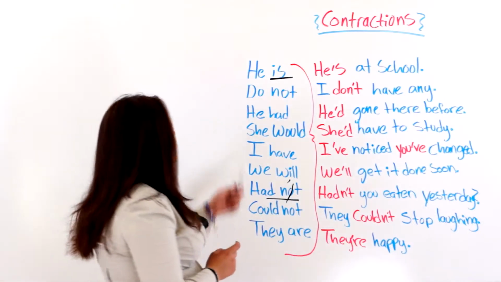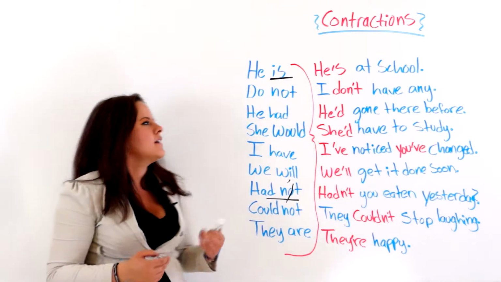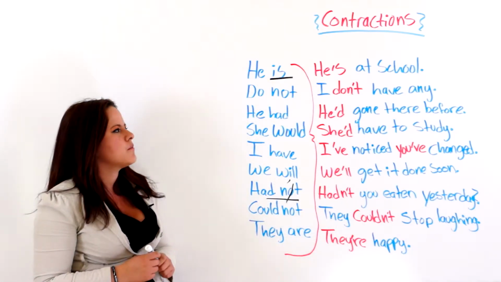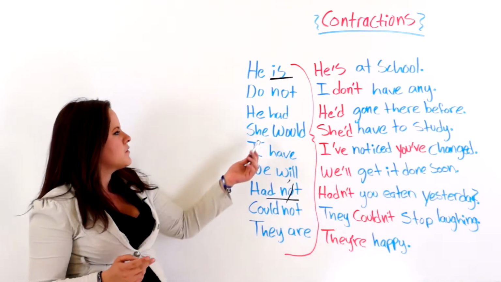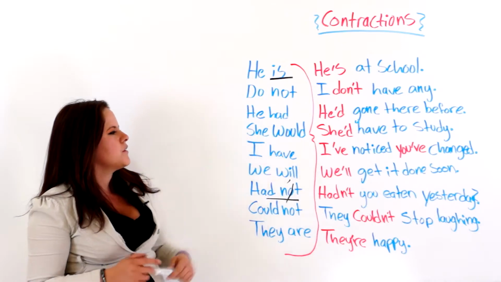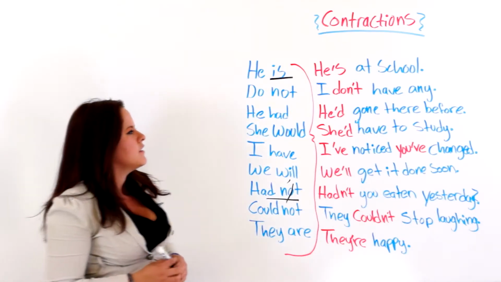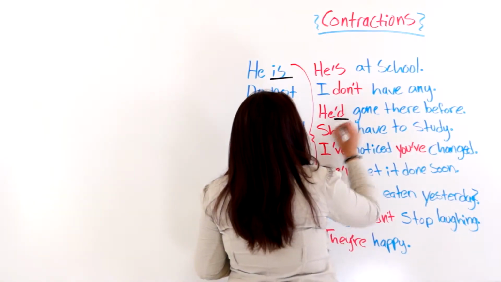Alright? The next one. He had. Okay? He had. Instead of saying he had gone there before, you could say he'd gone there before. Okay? Sometimes people get confused with, for example, she would. She'd have to study. She would have to study. Okay? With this is a D right here, right? Apostrophe D and apostrophe D.